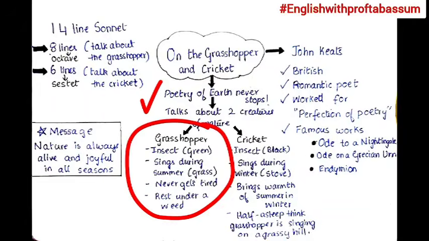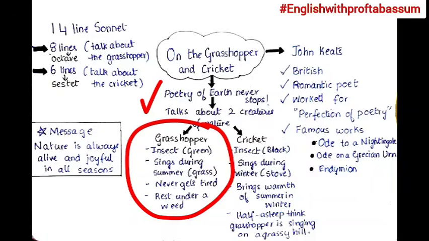So grasshopper is an insect which is green in color. It sings during the summer season and its sound comes from the freshly cut green grass. A grasshopper never gets tired of singing its song, and if the grasshopper gets tired, it will take rest under a pleasant weed. Weed is an unwanted plant in your garden.